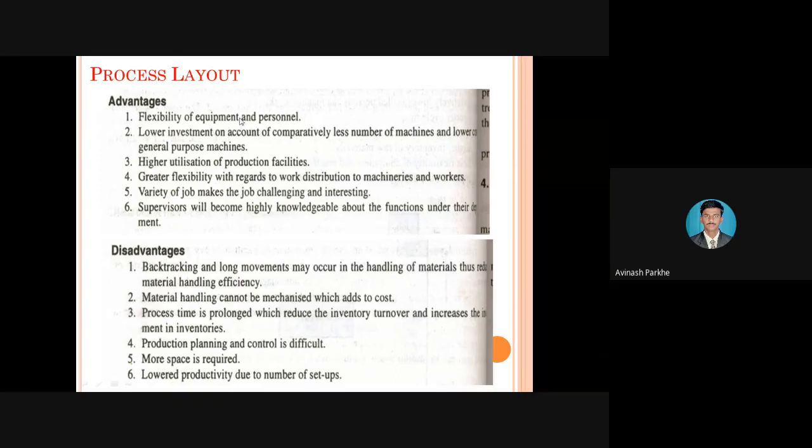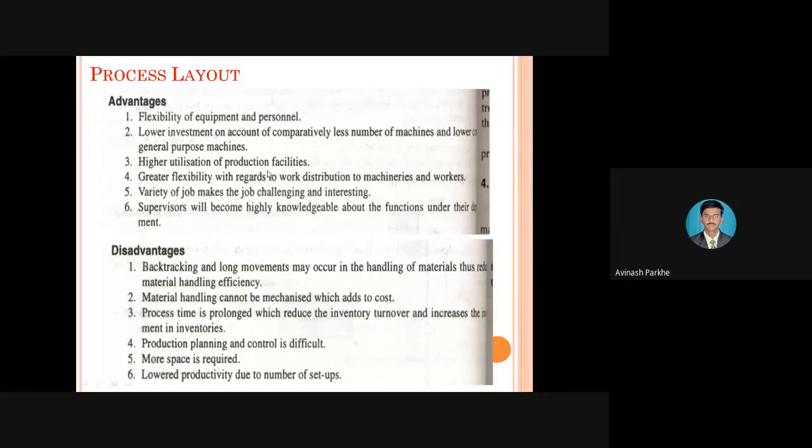So therefore flexibility in the equipment and the personnel is there. Lower investment, compared to fewer machines and lower general purpose machines. So very less investment is there. In case of batch production, sometimes some small industries have only 2 lathe machines, only 2 welding machines, 2-3 grinding machines, 1 milling machine. So machines are available in very less quantity. That means very low investment is required for this process type of layout, or the functional layout.